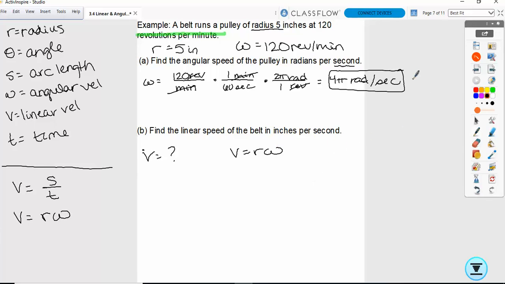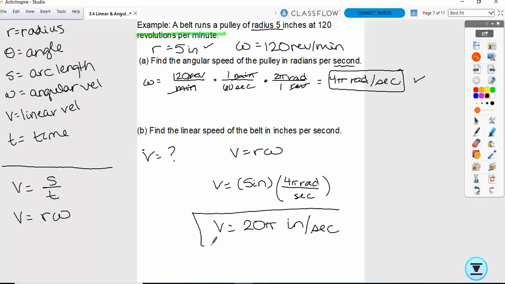I want inches per second. So we have to use my radius, which was 5 inches. Again, you don't have to write the units in the problem, but if you struggle with the units on your final answer, it can be helpful. Omega was 4 pi radians per second. So 5 times 4 pi is 20 pi. Inches times radians, your radians just disappear. So it's 20 pi inches per second.